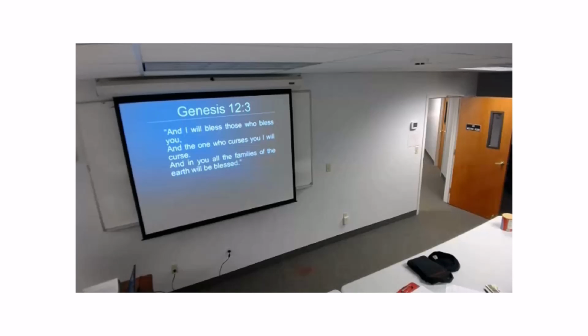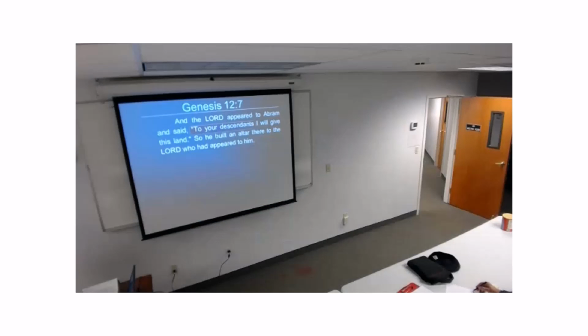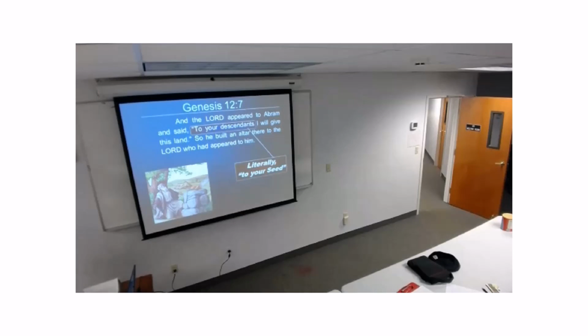All right, so you have Abram now coming to the land of Canaan in verse 5. And God promises to Abram while he's in Canaan that he will give to his descendants this land. And literally the word descendants there is to your seed. And you have this form of worship with altars that you will start to see, beginning with Abraham all the way up until Joseph and Jacob.